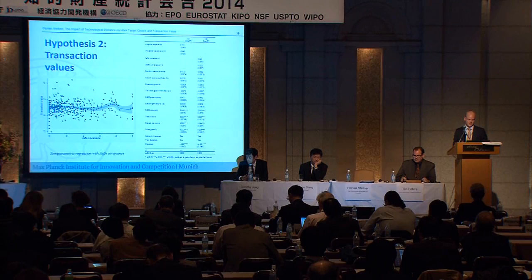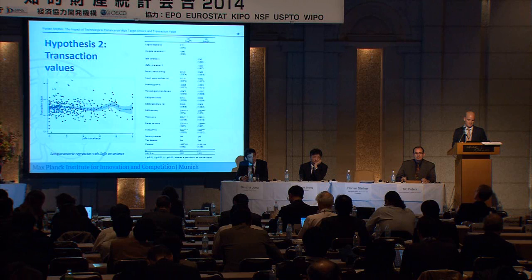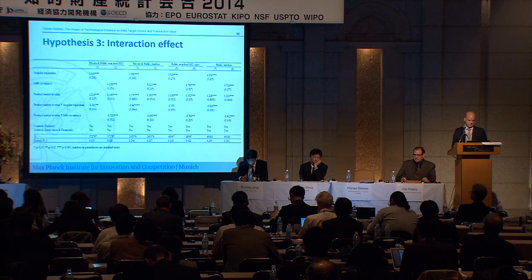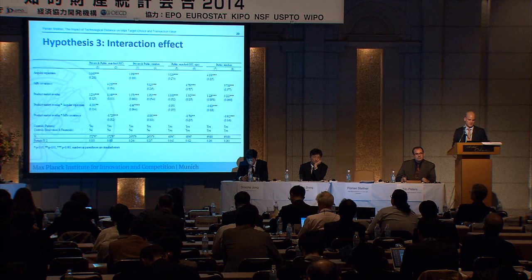Also, for the transaction value, hypothesis 2, there is no significant inverted U-shape relationship. If you look at the data as well, you can't really see strong support for an inverted U-shape relationship. The interaction effect is as expected: you do have a negative interaction effect between product market overlap and technological distance.